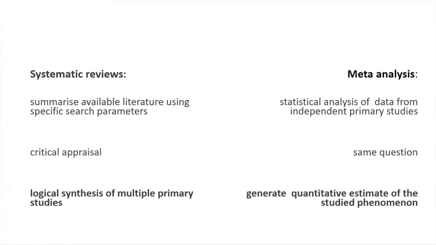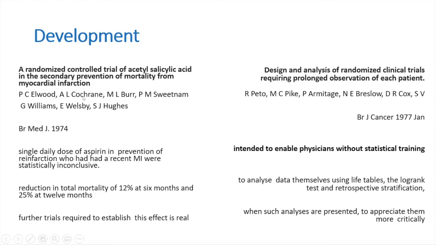The development, and there are some big names. This is Archie Cochrane, who is very famous, and they did a meta-analysis in the 1970s on the role of aspirin in mortality of heart attacks. And their recommendation at that time was that further trials were required to establish if this effect was real. So that's very humble.